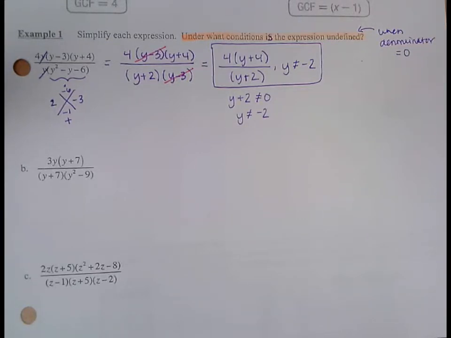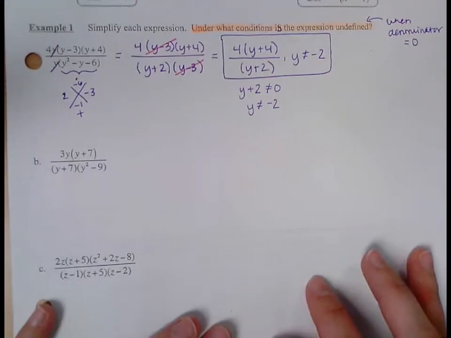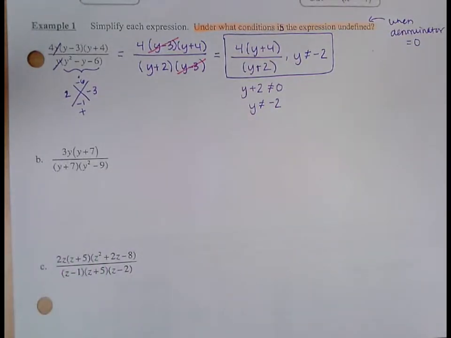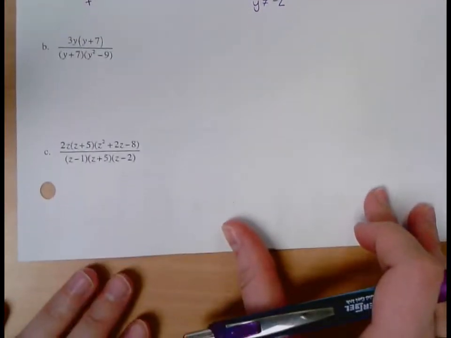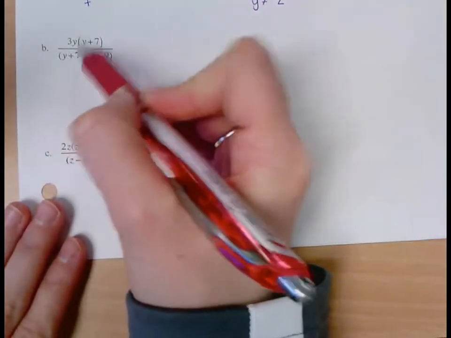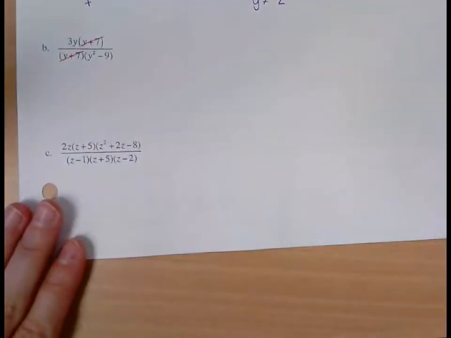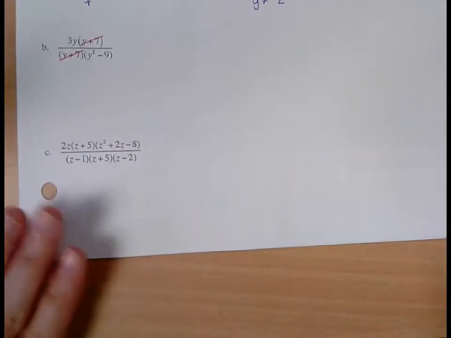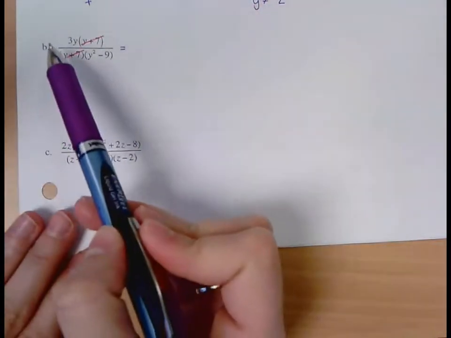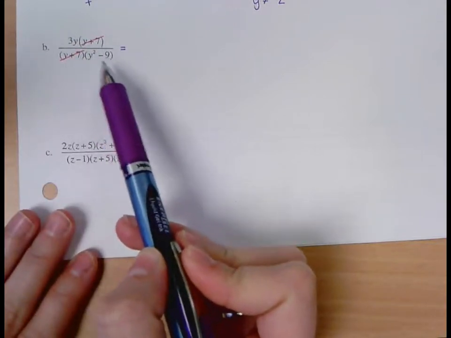Okay, any questions on that one? Okay, we're going to go through part B together as well. So we have 3y times y plus 7 over y plus 7 times y squared minus 9. Anything right away that you can see would cancel out? The y plus 7. Yep, they both have a factor of y plus 7. Those can cancel right away. And then look at your expression. So the 3y is in simplest form, the y squared minus 9.